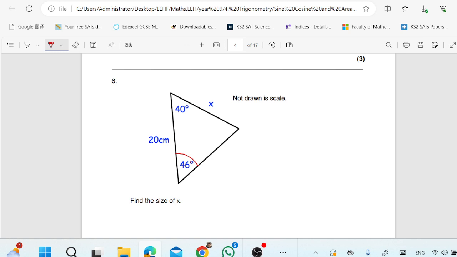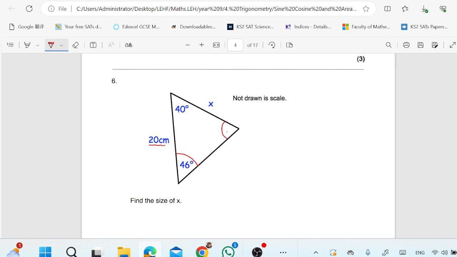So in this kind of situation, what I need to do is find the third angle, the one opposite this 20. If I know this third angle, then I have an angle and the side 20, and I can use the sine rule. So it is so simple.